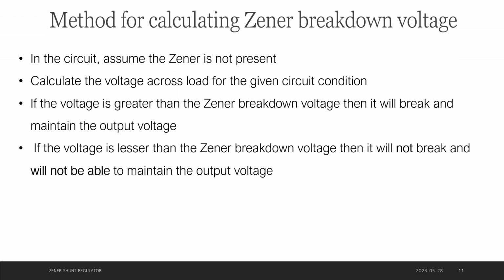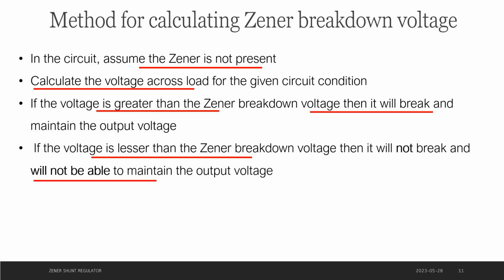From the above experiments, we can observe that for checking Zener breakdown, we need to assume that the Zener is not present in the circuit and calculate the voltage across the load for the given circuit conditions. If the voltage is greater than the Zener breakdown voltage, then it will break down and it will maintain the output voltage. If the voltage is lesser than the breakdown voltage, then the Zener will not break down and it will not be able to maintain the output voltage.